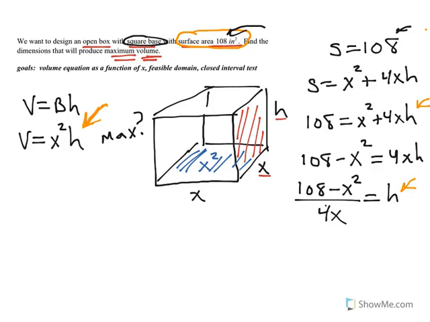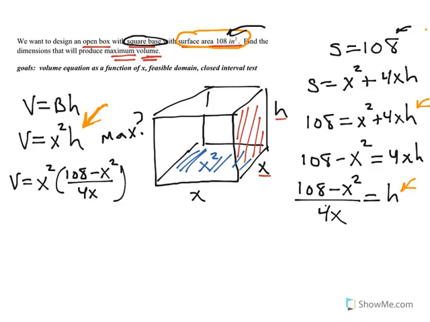This is the equation that we're going to be trying to maximize, so we're going to be looking for the first derivative on the volume. So we'll say the volume is going to be x squared multiplied by h, and h is going to be 108 minus x squared, all divided by 4x. So there's our volume as a function of one variable x, and we're going to be looking for the first derivative to see where it's 0 or undefined.